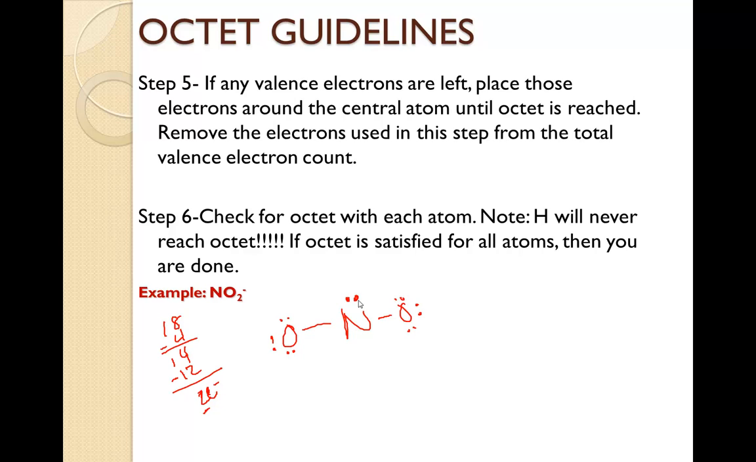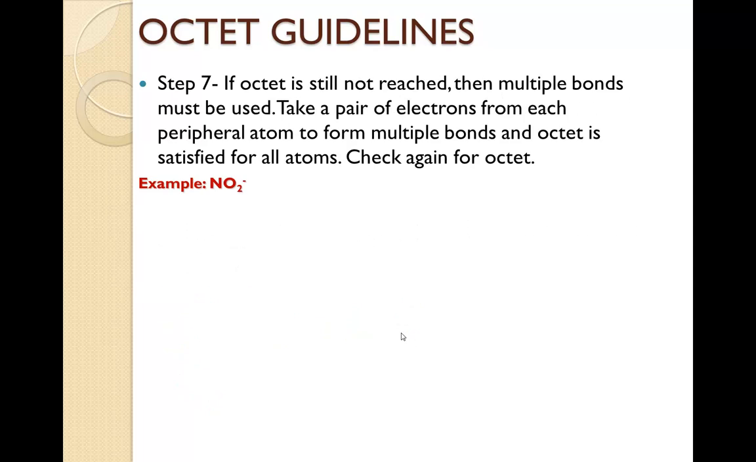Check for octet with each atom. So we have 2, 4, 6, 8. That oxygen's okay. This oxygen is 2, 4, 6, 8. That oxygen's okay. 2, 4, 6. We only have 6 electrons there. So therefore we are not done. Let's put that back up here because we're not done yet.